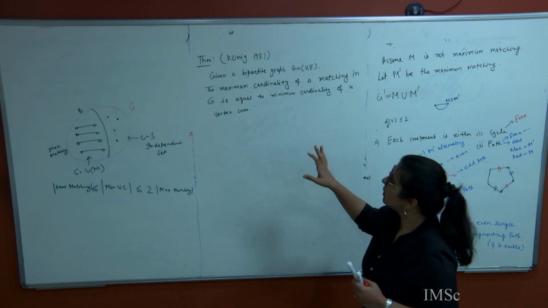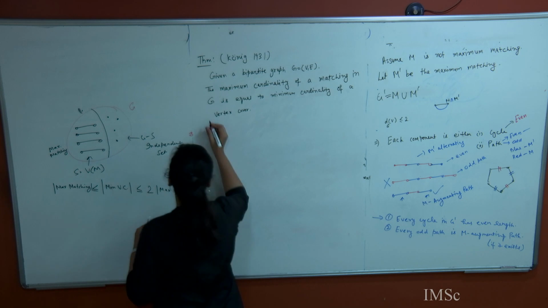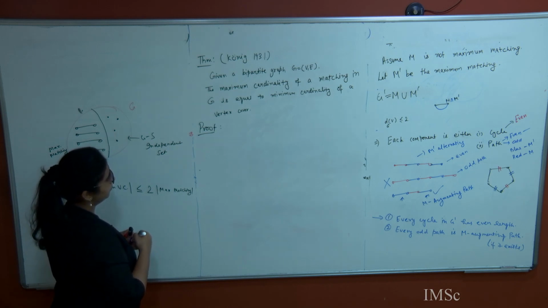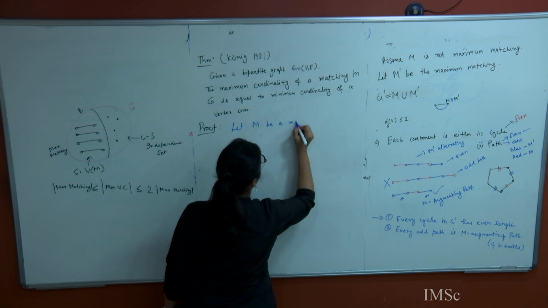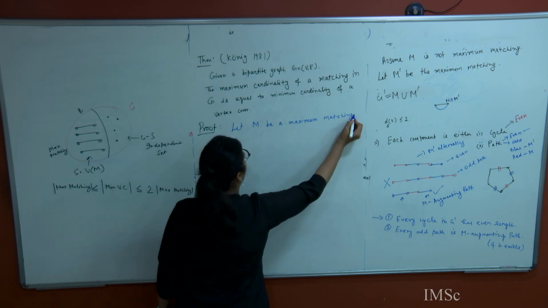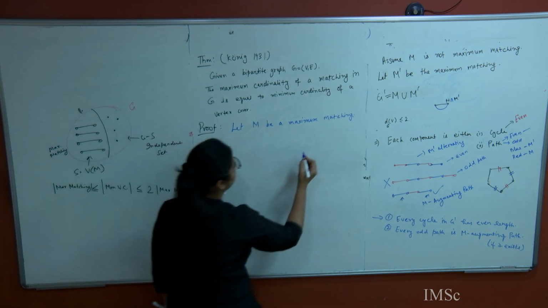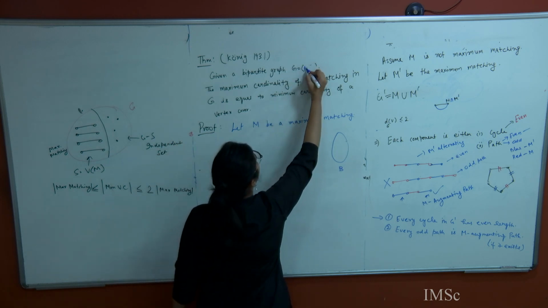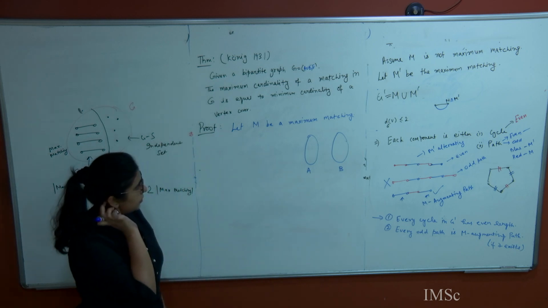The theorem is that the maximum cardinality of a matching in G is equal to the minimum cardinality of a vertex cover. So let's prove it. Let M be a maximum matching.